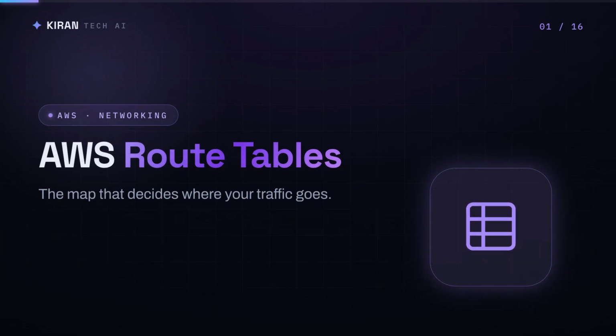Today, we're going to really get our heads around AWS route tables, and by the end of this video, you'll understand exactly how AWS decides where every piece of your network traffic goes. Think of a route table as the map your network reads before it sends anything anywhere. It's one of those topics that feels mysterious at first, but once it clicks, a huge amount of AWS networking suddenly makes sense. So let's take it slow. Build it from the ground up, and turn this into something you genuinely understand rather than memorize.